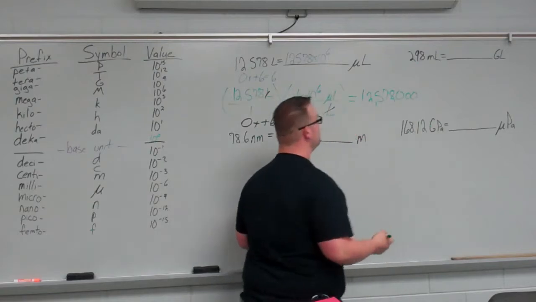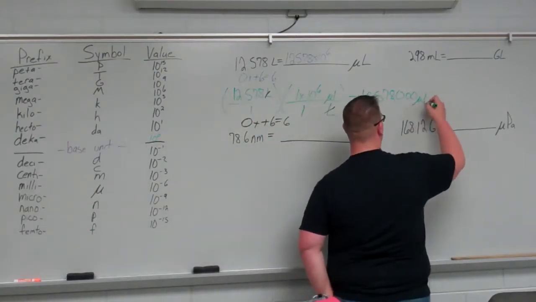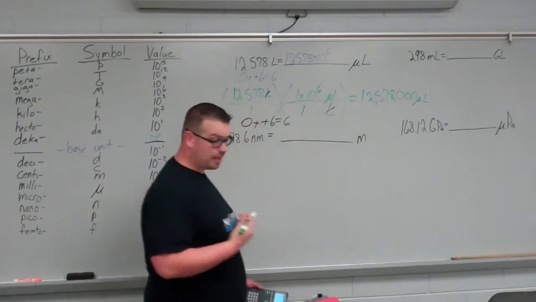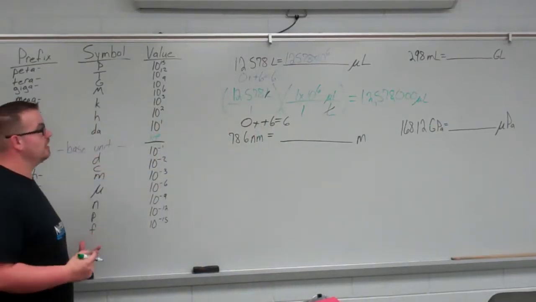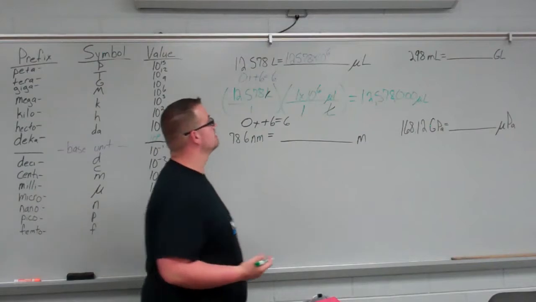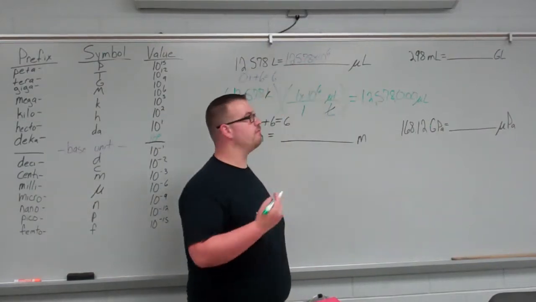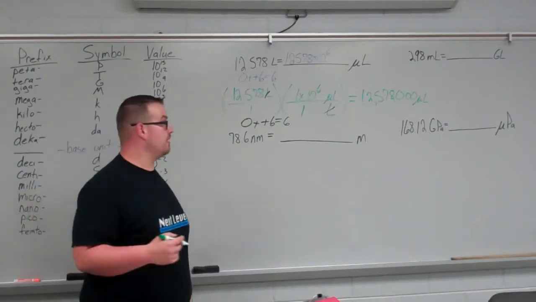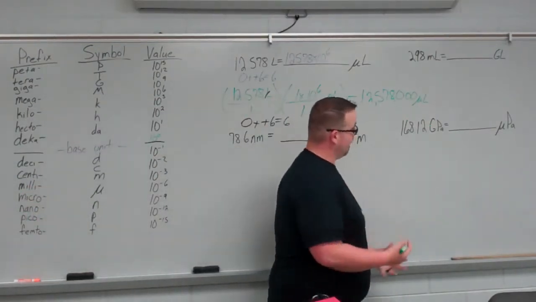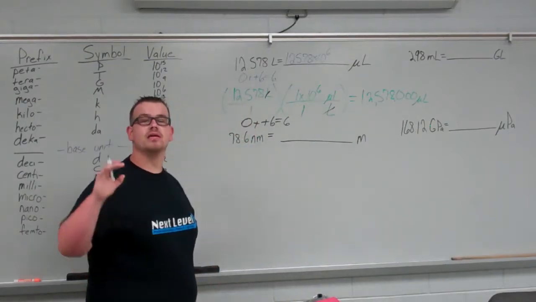So 12,578,000 microliters. Now the thing about this is, I know what you're thinking, Mr. Hall, your numbers are not matching up here. Actually they are. All this is a way that we've just got factors of 10 here. If you would multiply 12.578 times 10 six times, what you're going to end up with is 12,578,000.